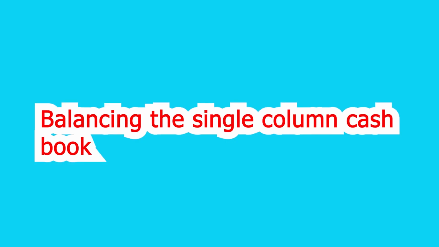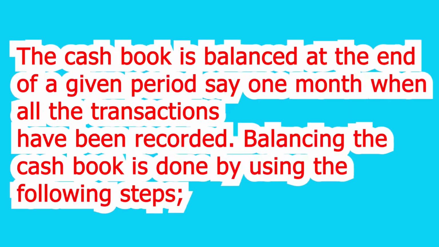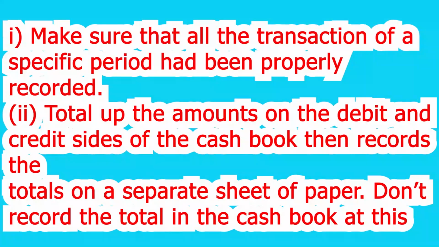Let us now look at how you can balance a single column cash book. The cash book is balanced at the end of a given period, say 1 month, when all the transactions have been recorded. So let us look at the following steps. The first step: make sure that all the transactions of a specific period have been properly recorded.